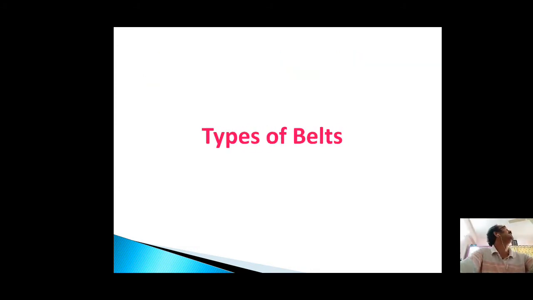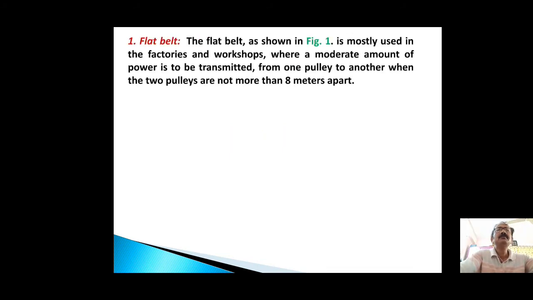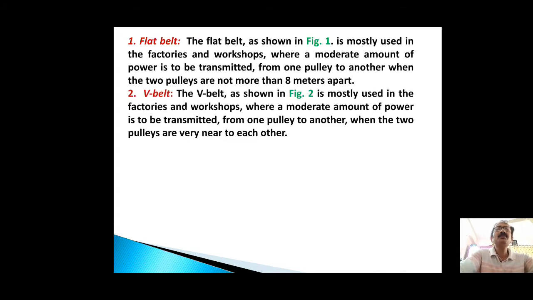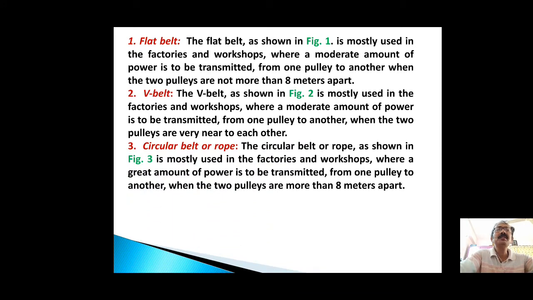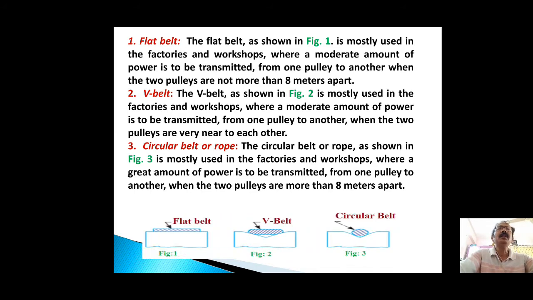Now, the types of belts. The types of belt: number 1, the flat belt; number 2, the V belt; and number 3, the circular belt or rope. Now, flat belt. The flat belt, as shown in figure 1, is mostly used in the factories and workshops where a moderate amount of power is to be transmitted from one pulley to another when the 2 pulleys are not more than 8 meters apart.